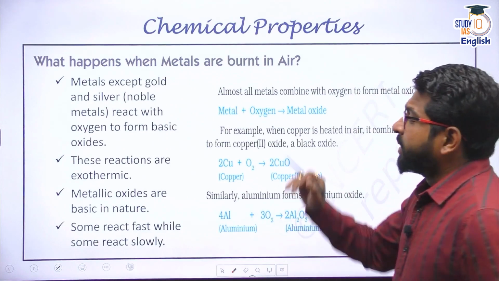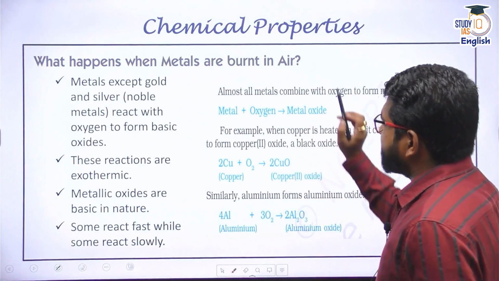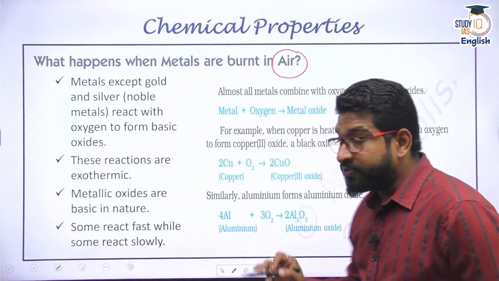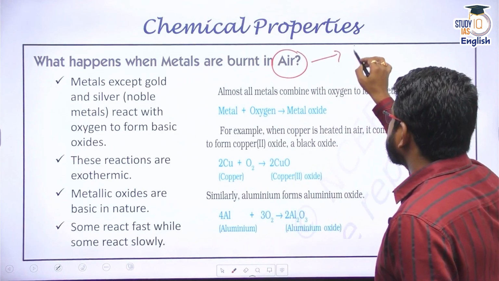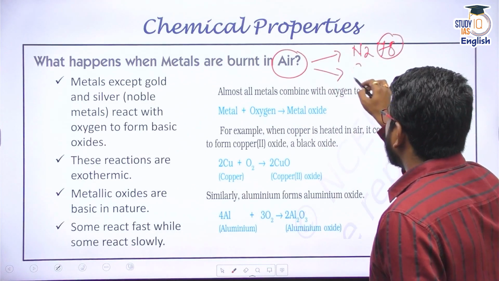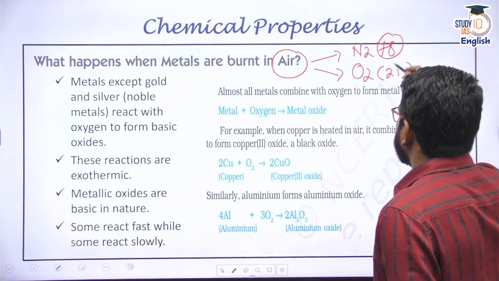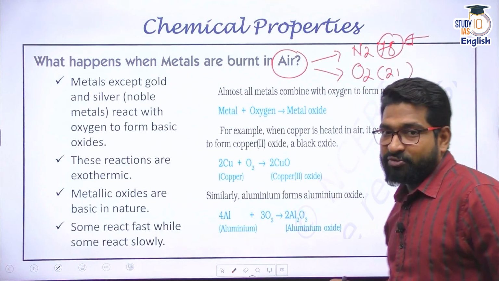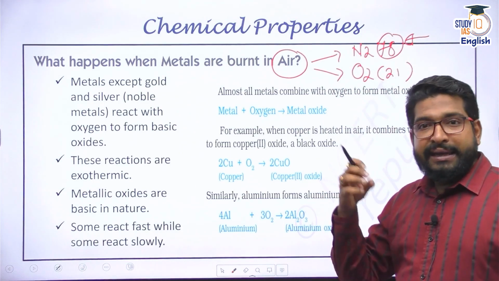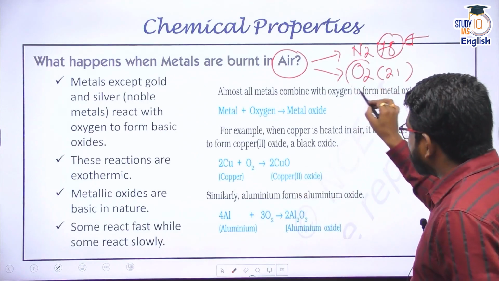First thing, what happens when a metal is burnt in air? Now we have already understood the composition of air. There is nitrogen in it, 78%. Then there is oxygen in it, 21%. Nitrogen is rather unreactive. So what will happen when we burn metal in air? There is oxygen which is reactive.